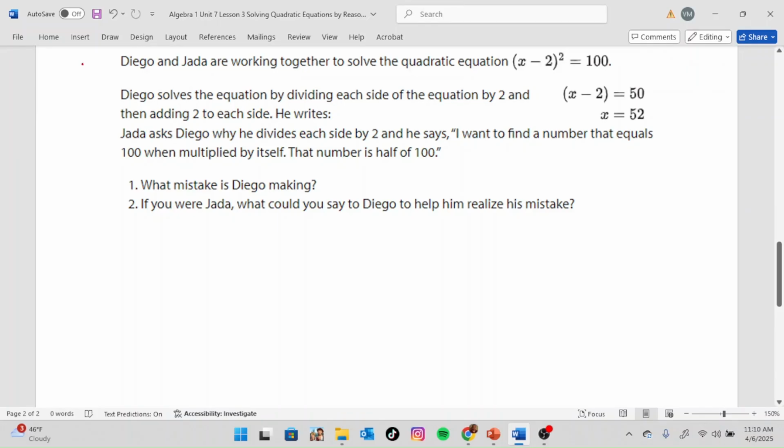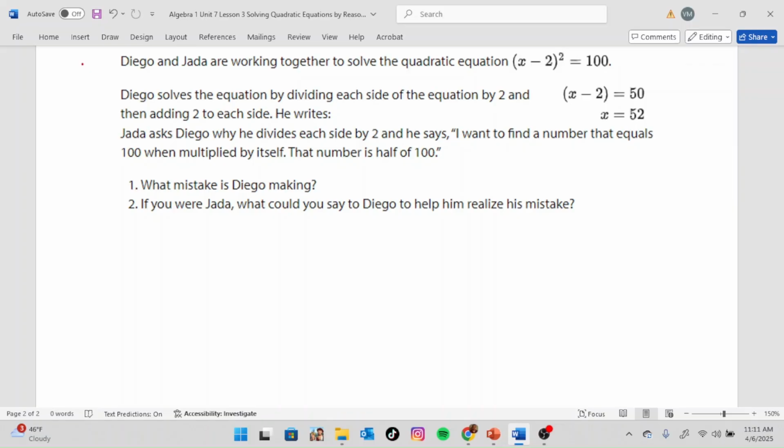Practice problem number 4 is our last practice problem in this lesson. Diego and Jada are working together to solve the quadratic equation x minus 2 squared equals 100. Diego solves the equation by dividing each side of the equation by 2 and then adding 2 to each side. He writes x minus 2 equals 50 and x equals 52.